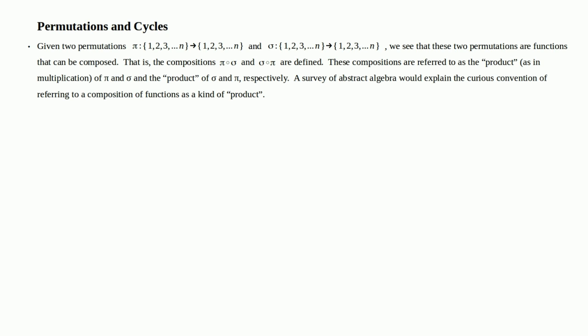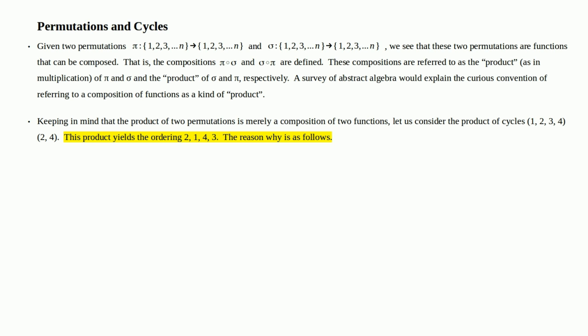Okay, so moving right along. Keeping in mind that the product of two permutations is merely a composition of two functions, let us consider the product of cycles (1, 2, 3, 4) and (2, 4). This product yields the ordering 2, 1, 4, 3. The reason why is as follows. Now I do apologize for the line break there, but those two cycles should be right next to each other, as if to suggest that they are being multiplied. But there's a line break there, deal with it.